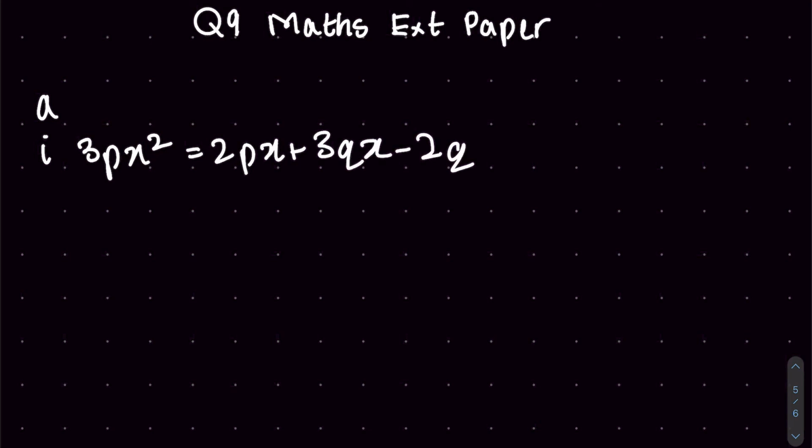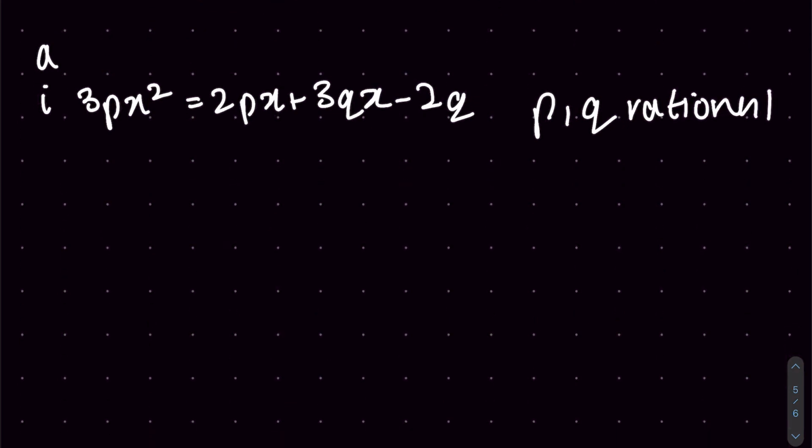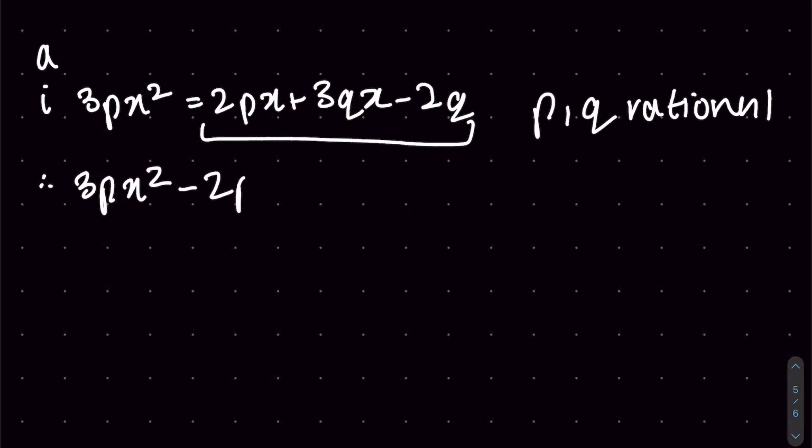Now, the question tells us that p and q are rational, and we have to prove that the roots of this equation are also rational. There are two ways you can do this question. The most common way is using the discriminant. First of all, we'll move all of these terms to the left side: 3px squared minus 2px minus 3qx plus 2q equals 0.